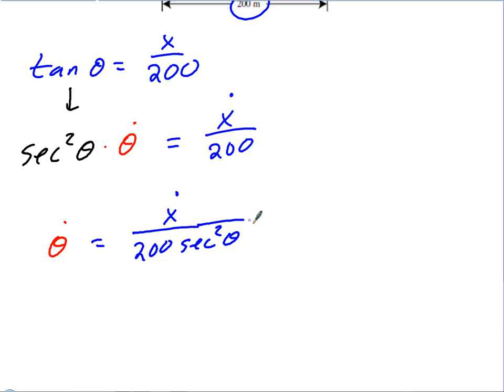Yeah, the reciprocal of secant is just cosine, right? So I could write that as cosine squared theta times x dot over 200. Okay, what's the problem with that answer? Yeah, we don't have a theta. Now we got a couple of options. Somebody help? What could we maybe do there?